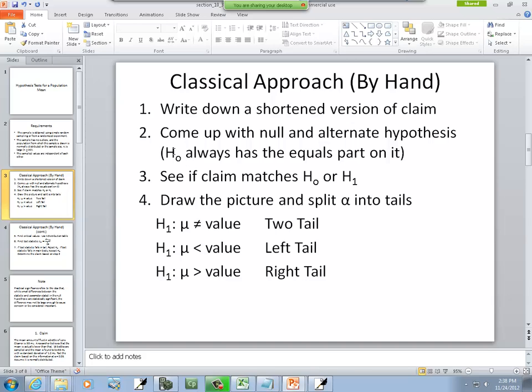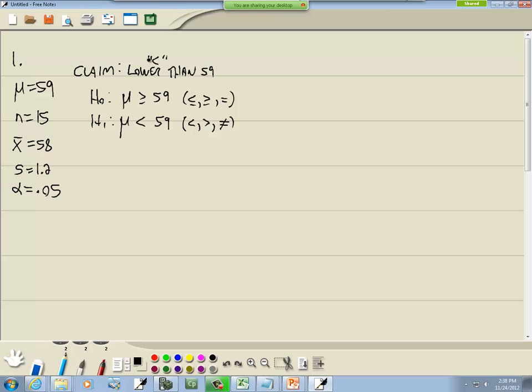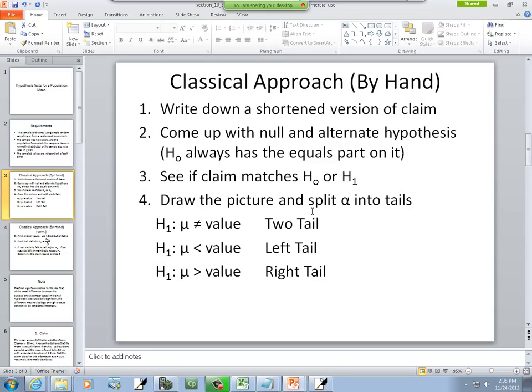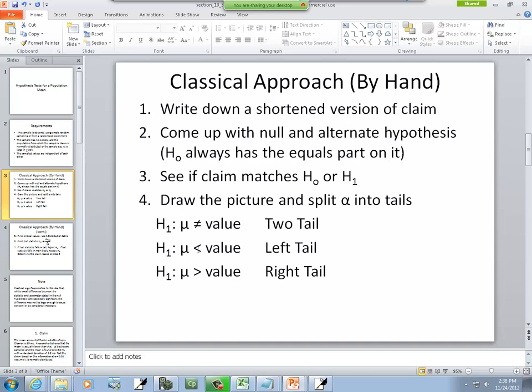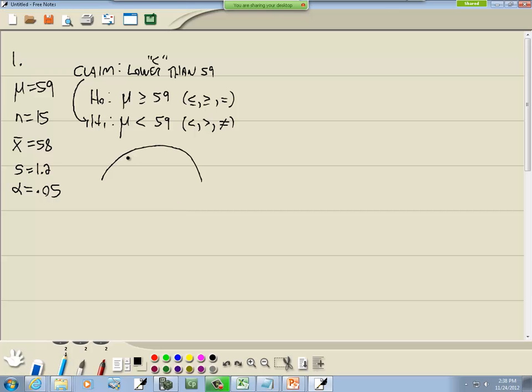Step 3. See if the claim matches H0 or H1. This is a less than, which is a symbol we put on H1, so it matches H1. Draw the picture, split alpha into the tails. Less than on H1 means left tail. And we want to split alpha under our tails. Alpha is 5%. So put 5% there, and that means I put 95% here.